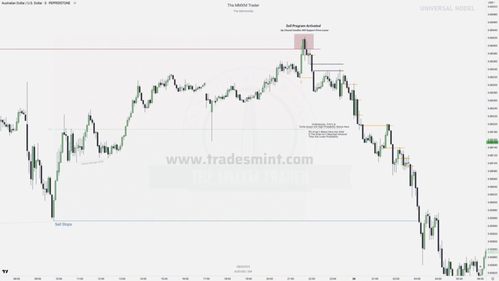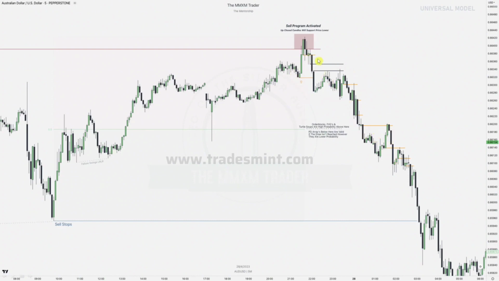Order blocks, fair value gaps, and turtle soups are high probability above here, right? Above this area, because why? We are in premium, right? So from this discount low into this premium high, everything above this 0.5 level is higher probability than below it. So those PD arrays below this 50% level are still valid if the draw hasn't reached yet. However, they are a little bit lower probability because we're not in a premium level, right?